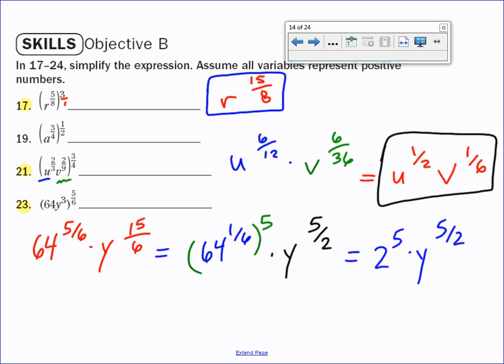And we're almost there, guys. We just need to do 2 to the 5th. Everybody find it. Go to your half sheet. What's 2 to the 5th? Olivia B? 32. Thank you. So my final answer is 32y to the 5/2. Nice job, you guys. That's perfect.